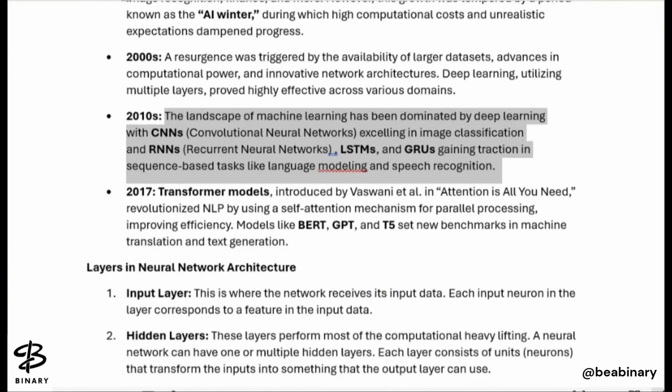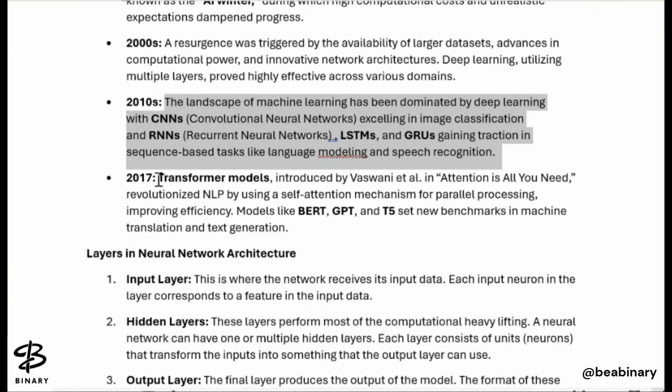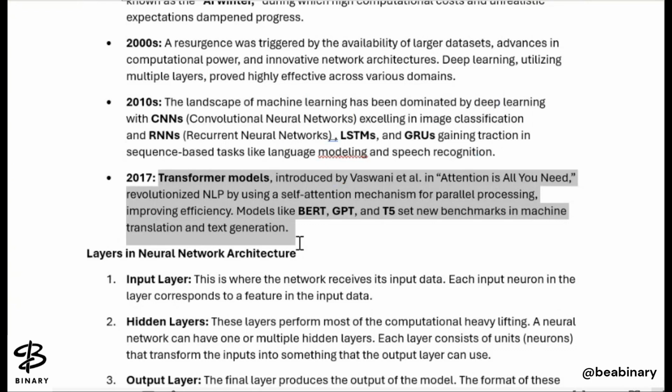Then from 2017, we are talking about the transformer models introduced by Vaswani. Attention Is All You Need revolutionized natural language processing by using a self-attention mechanism for parallel processing, including efficient models like BERT, GPT, and T5, which set new benchmarks in machine translation and text generation.